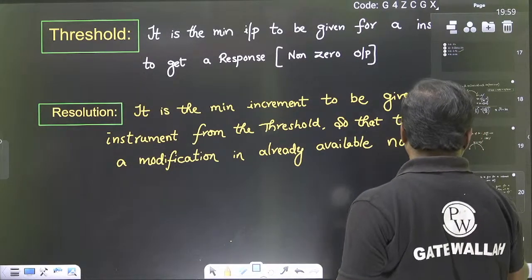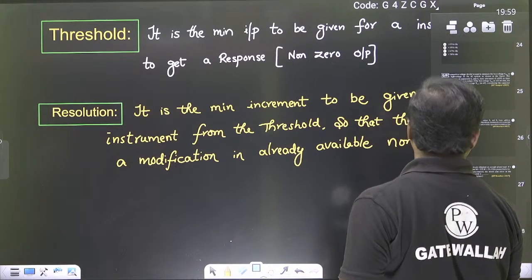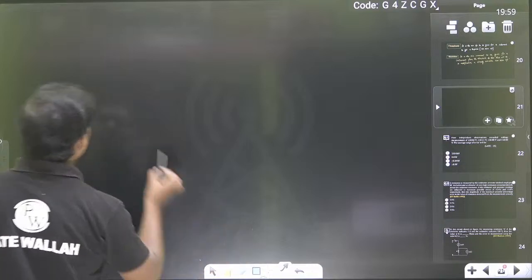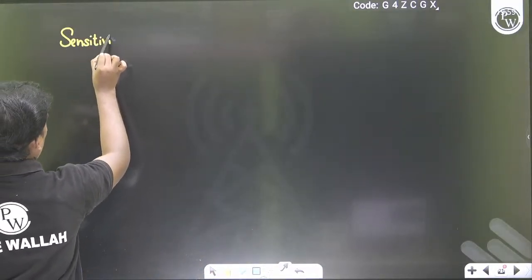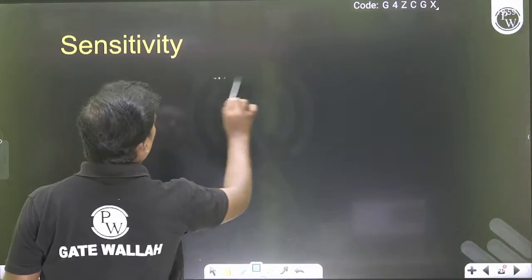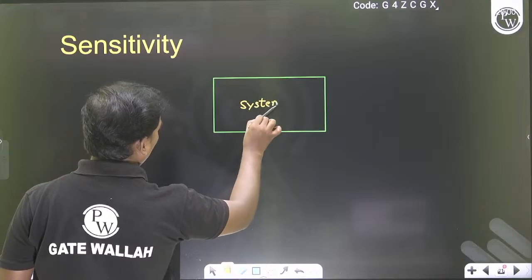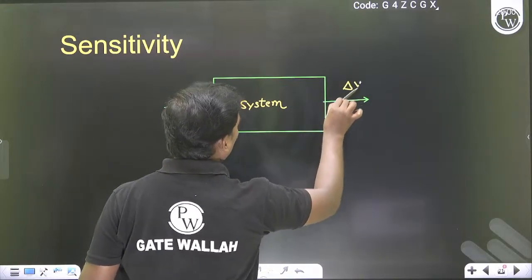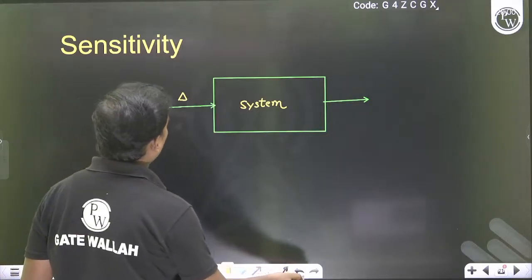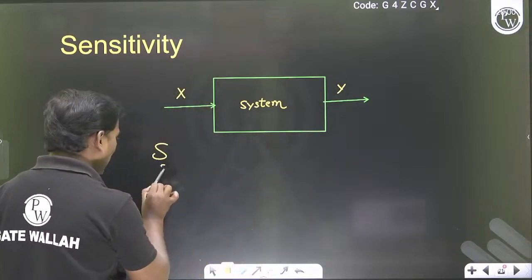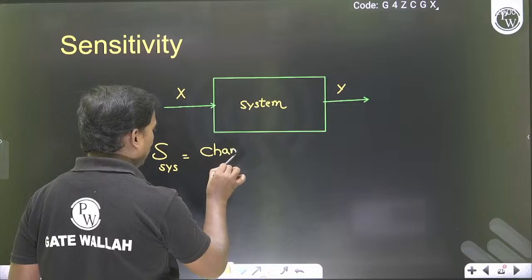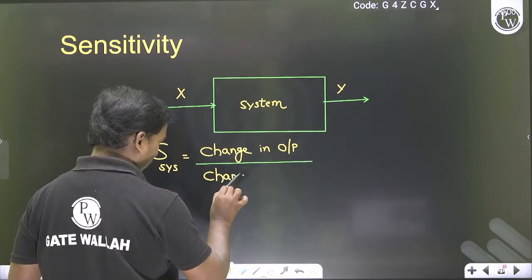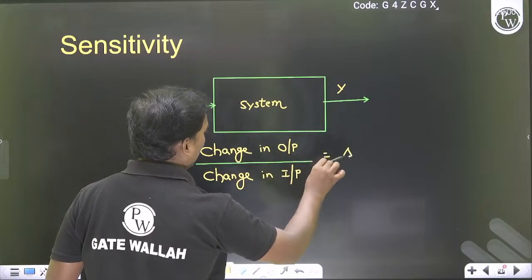Okay. So what is the sensitivity? The next parameter is the sensitivity. This is also a very interesting topic. Sensitivity is always very important when it comes to instruments. So what is sensitivity? If you take any system or any instrument, this is the input, this is the output. These are delta x, these are delta y. Input is changing from one point to another point, let us take input x here and output y here. So the sensitivity of the system is equal to the change in output to the change in input, that is delta y by delta x.